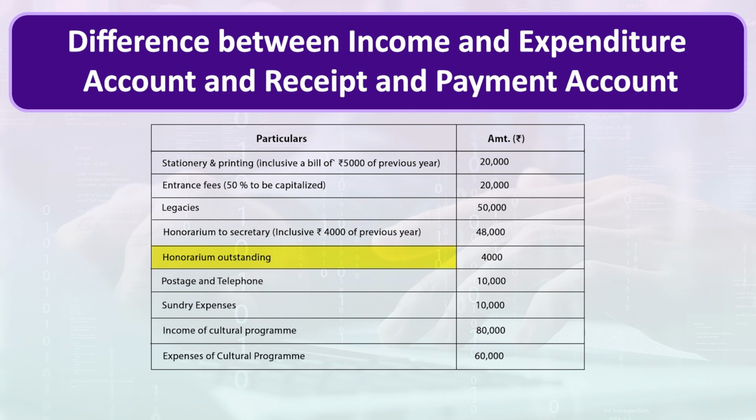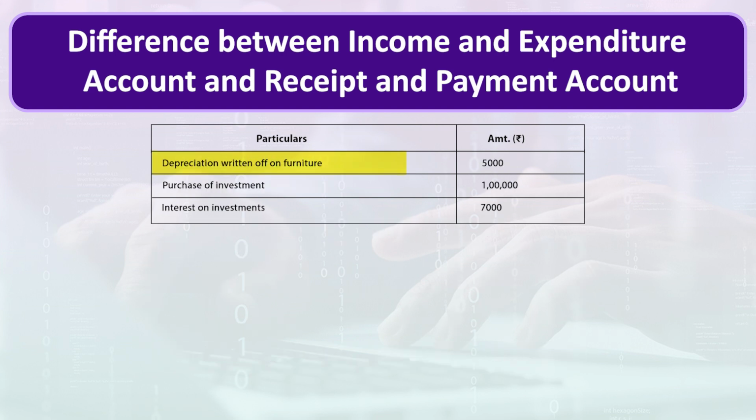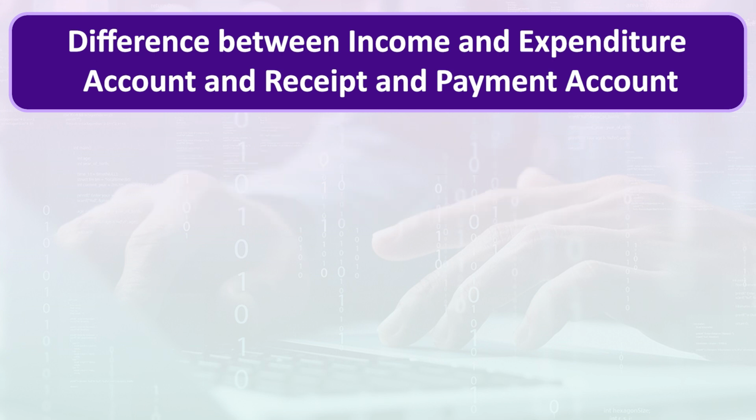The honorarium outstanding is rupees 4,000. Postage and telephone is rupees 10,000. Sundry expenses is rupees 10,000. Income of cultural program is rupees 80,000. Expenses of cultural program is rupees 60,000. The depreciation written off on furniture is rupees 5,000. Purchase of investment is 1 lakh. Interest on investment is 7,000.